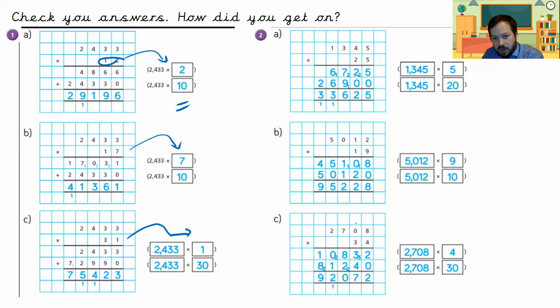On 2 here, we're doing the same thing. Partitioning the 25, timesing by that 10, and then timesing each digit out. Same here and same here, and there are our answers.